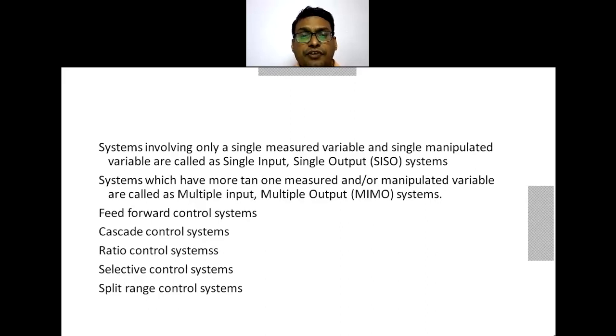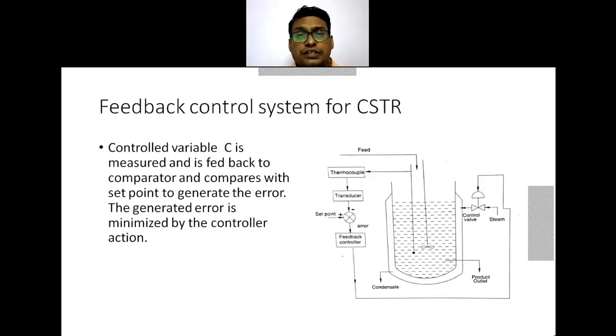In that, feed forward, then a combination of feedback and feed forward, then cascade, then ratio controller, selective control systems, and split range control systems are there. So today one by one we are going to discuss this.